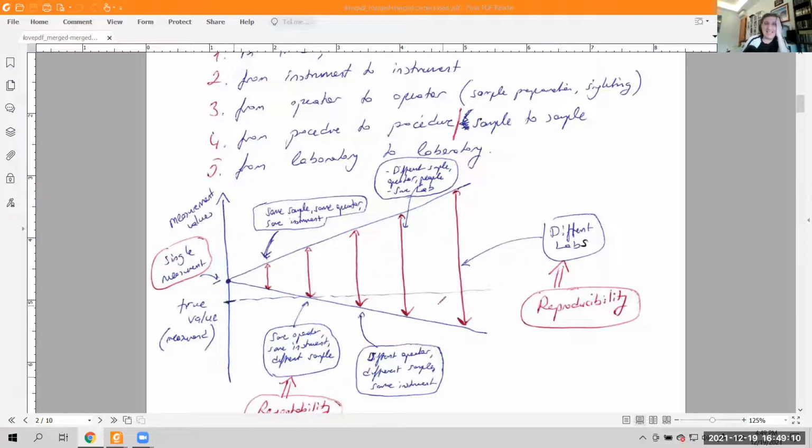Call the x-axis different conditions and the y-axis measurement values. So a single measurement is going to be here, as you can see, right? And if you increase the number of measurements, as we go to the right-hand side, the conditions and number of experiments are increased. You may think about it in that fashion. So here, let's say that we use the same sample, same operator, and also the same instrument, right?